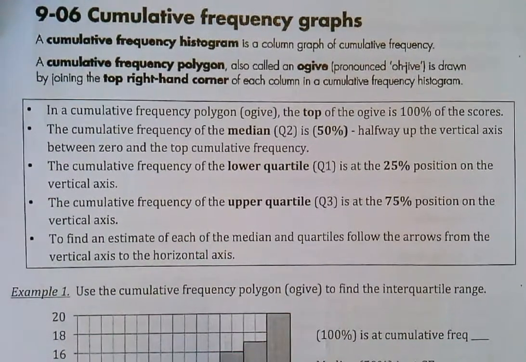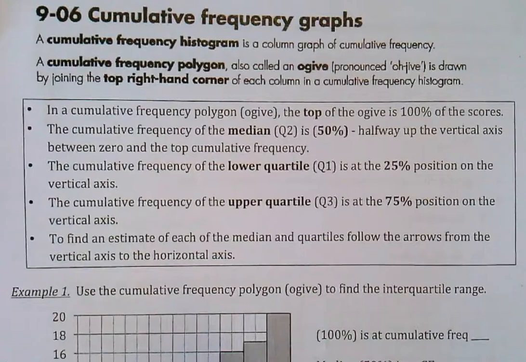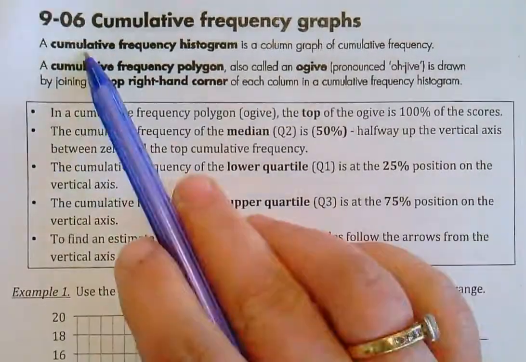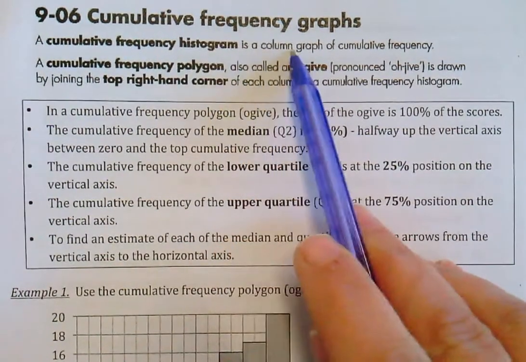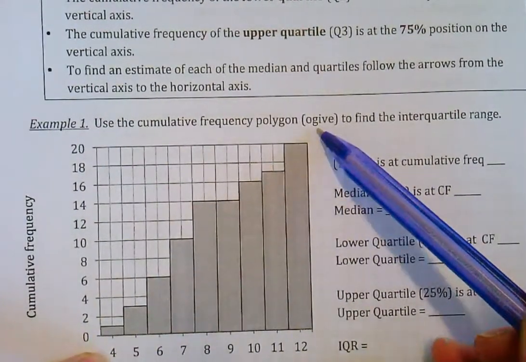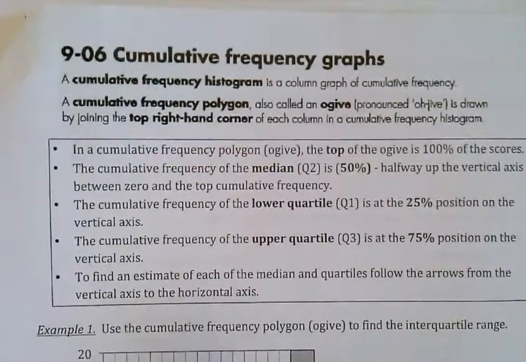So we're now looking at cumulative frequency graphs. Remember, cumulative frequency is a running total of the frequency. A cumulative frequency histogram is a column graph of the cumulative frequency. You know, it's like a histogram but no gaps. Notice it keeps going up because the cumulative frequency is the running total of the frequencies.